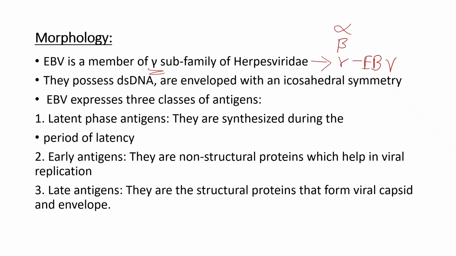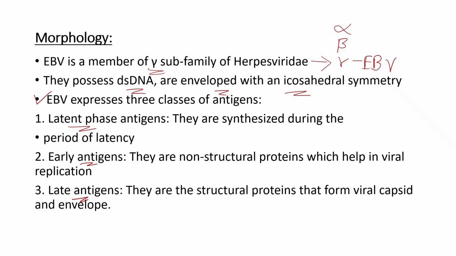And all these herpes viruses which belong to alpha, beta, gamma, all have double-stranded DNA. They are enveloped and the nucleocapsid has icosahedral symmetry. This structure is the same for all the herpes viruses. And one more point about Epstein-Barr virus is that it expresses three classes of antigens. So one is latent phase antigen, another one is early antigens, and one more is late antigens. All these antigens serve different functions.